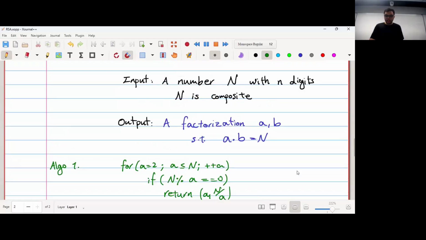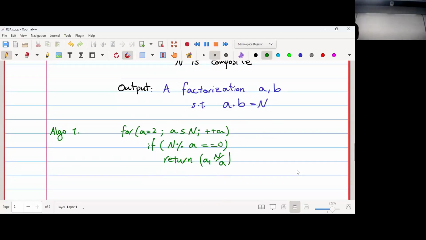Now, analyzing runtimes of algorithms is not for this course, it's for 3711. But let's just analyze a very simple thing here. How many different values will I try for a? Well, at most n minus 1 values. Actually, it doesn't have to go all the way to n itself either, right? I can say a less than n. So I'm trying all the values from 2 to n minus 1. So you can say at most n minus 2 values, right?